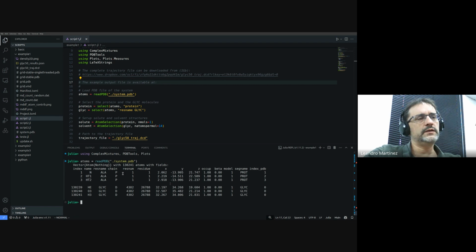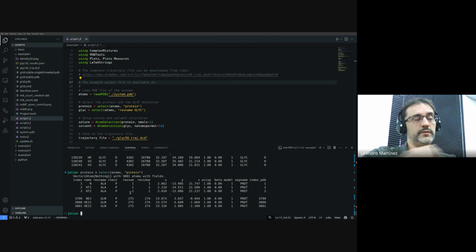And when you read this PDB file, you see that we have a vector of atoms with, in this case, 130,000 atoms. And okay, these are the atoms. We have protein, and then we have the glycerol residues afterwards. So then we are going to split these atoms into the protein and the glycerol. So we are using a selection tool of the PDBTools package here. So we are going to select the protein atoms of the PDB file. So now we have a vector of 3,800 atoms, which is the protein in the structure.